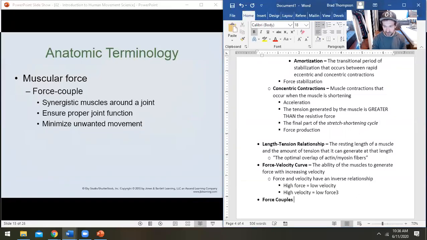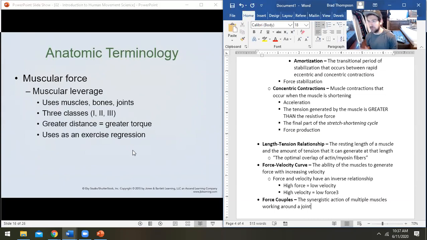Then we got force couples. That's another one that we always talk about. Remember, a force couple is where synergistic muscles are working around a specific joint. So the synergistic action of multiple muscles working around a joint. Your scapula is the perfect example, right? As I raise my arm through my full range of motion, some muscles are pulling upwards, some muscles are stabilizing this way, and some muscles are pulling downwards. So that is your force couple there.